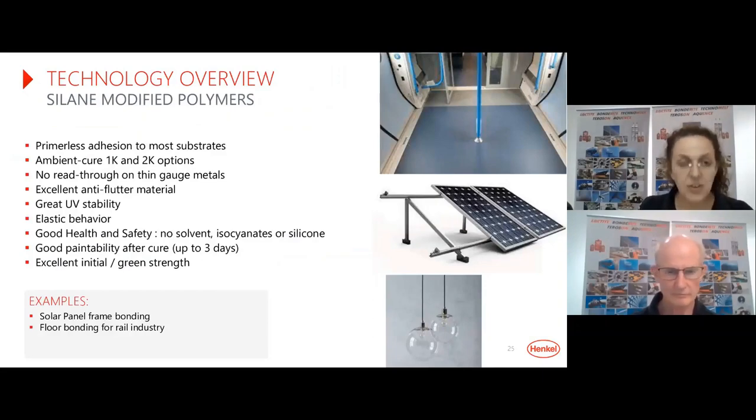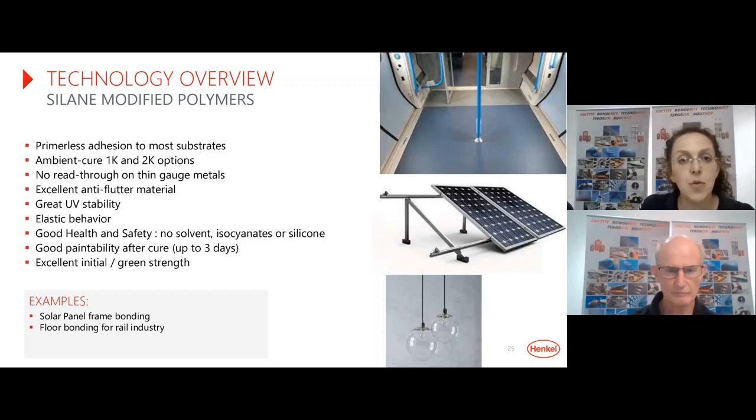Okay, so we move on now to the silane modified polymers, or MS polymers. These materials are very, very elastic. They typically cure through moisture, although we do have 2K options available also. They've got excellent health and safety because they've got no solvents, no isocyanates, and no silicones. And they've got good primerless adhesion onto a whole range of substrates.